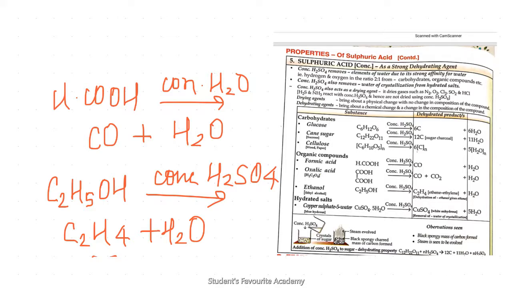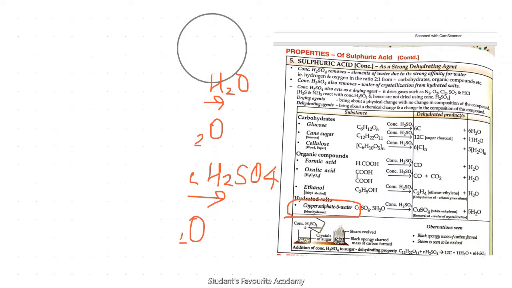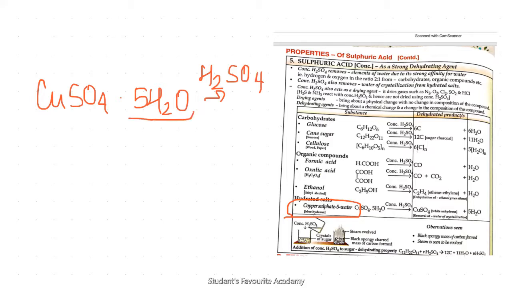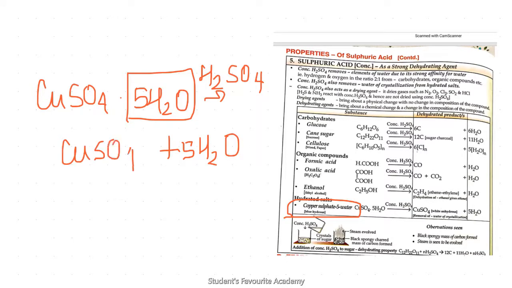Here, if you see the hydrated salt, copper sulfate 5 water, this is a hydrated salt. Hydrated copper sulfate is written like this, with 5 times H2O. When we are passing it through concentrated H2SO4, the water of crystallization, this 5H2O, is being removed, and then we are left with only copper sulfate, which is white in color, and it's anhydrous. Anhydrous means it is completely dry. It does not have any water molecule.